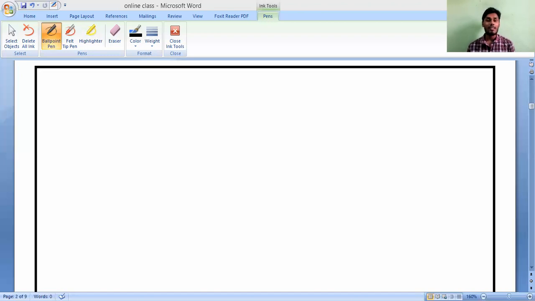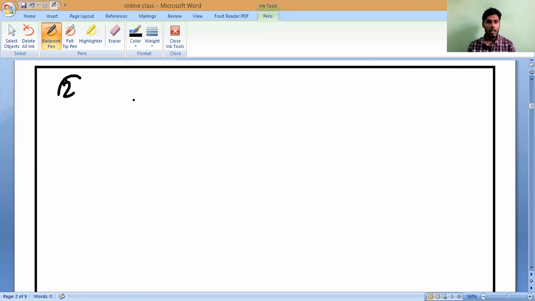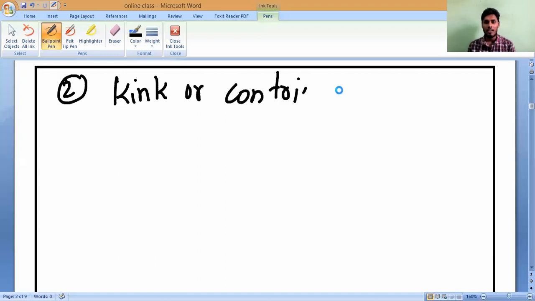This nick we can also call a constriction. The second feature of this is called a constriction, or kink. The nick we can also call a constriction. What is it called? Constriction.